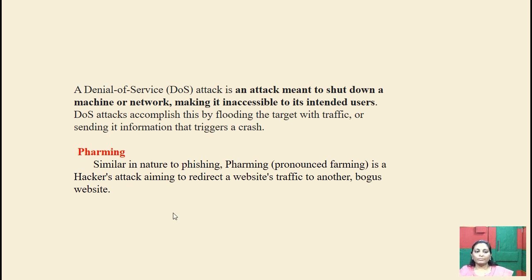Next is pharming. Pharming is similar in nature to phishing. Pharming is a hacker's attack aiming to redirect a website's traffic to another bogus website. In pharming, what is done in that attack? They redirect the website traffic to another bogus website.